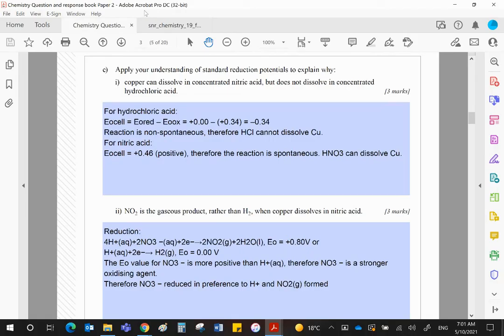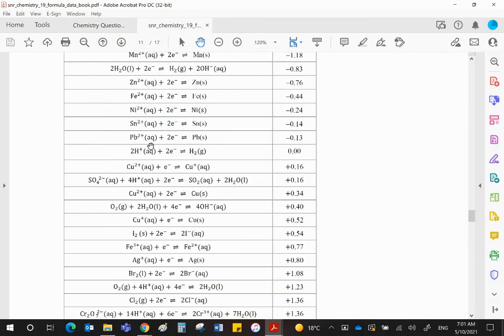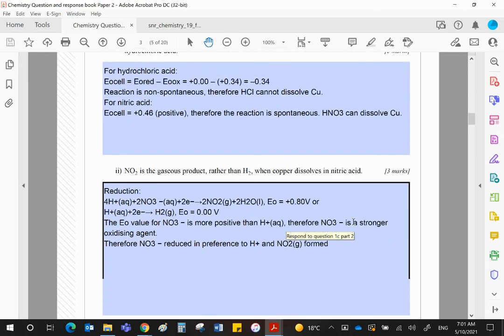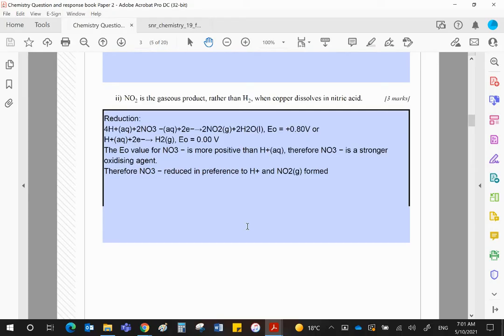NO2 is the product rather than hydrogen. Same reasoning. Hydrogen obviously is 0. NO2 was plus 0.8. It's more likely, and therefore NO2 is the product. Okay, so it's all about positive versus negative. Positive is likely, negative is unlikely. The more positive, the more likely. The more negative, the more unlikely. Use the chart, and you shouldn't have too many problems there.